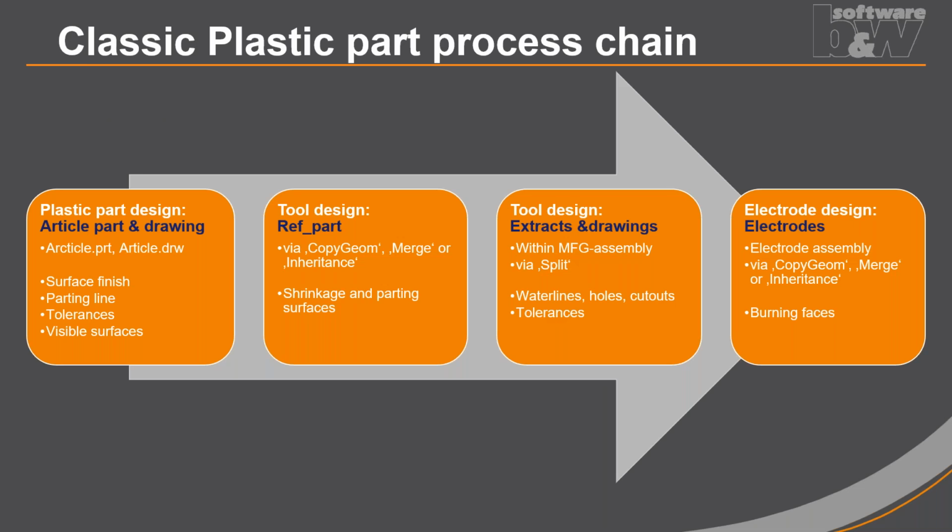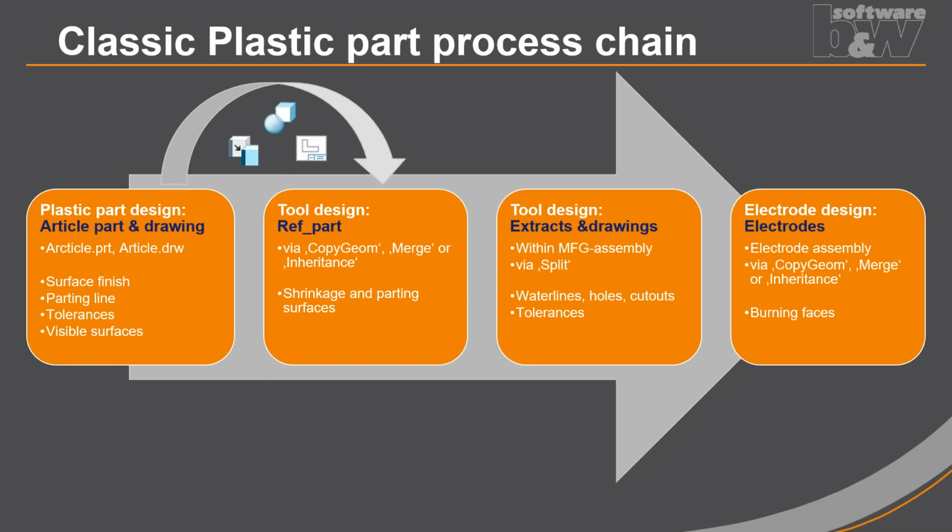So let's have a look at a classic plastic part process chain. In the first place, you usually have an R&D department where designers do the design of the real plastic part or the article part. With that, usually they're creating the drawing. Article part, article drawing. The content besides the geometry is surface finish information, parting line information, tolerances, visible surface, and many more information that finally needs to flow into downstream departments.